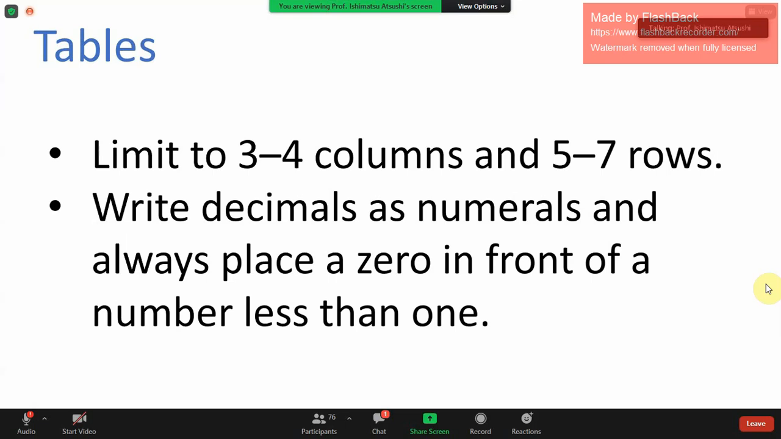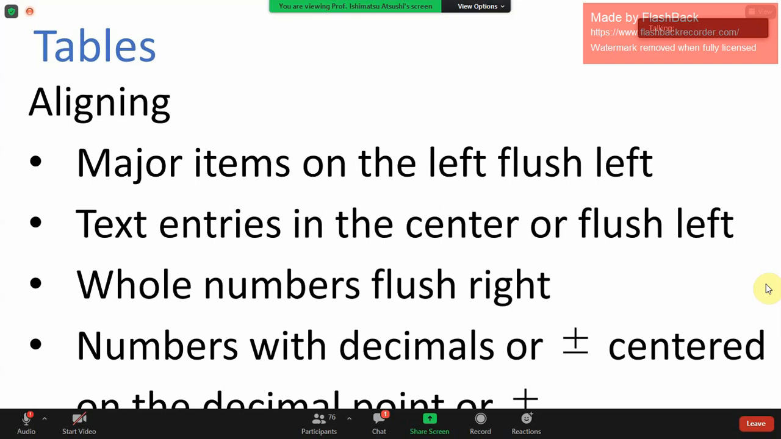So please keep this in mind. More about tables. This is about aligning texts and numbers within the table, okay? The first thing, this is probably easier for you to see in the table example I show you next, okay? So don't worry too much about this slide. But there are 4 things.